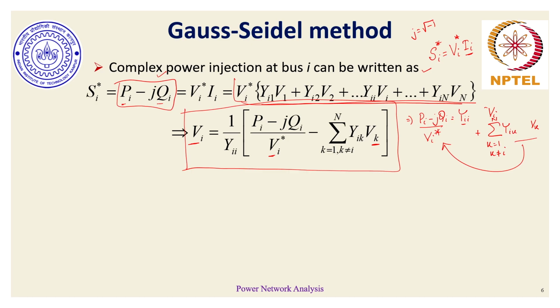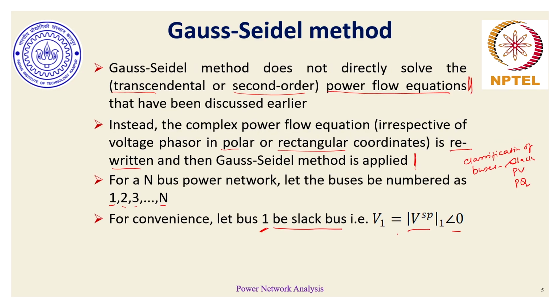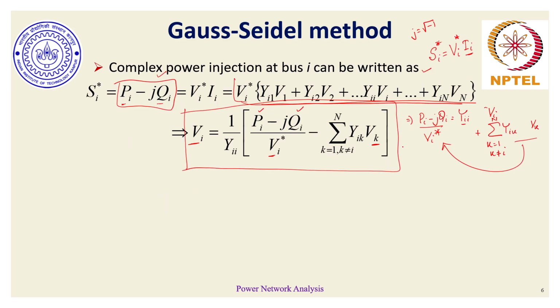Obviously, the Y bus elements have to be known, the network topology is known, parameters are known, and these injection values are also known. Then only this equation would become solvable, and that is where the premise or assumptions of power flow analysis come in. So I have bus 1 as my slack bus. I can solve this equation in a recursive manner.